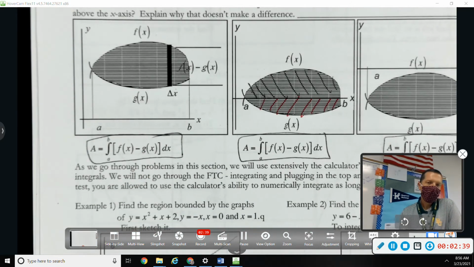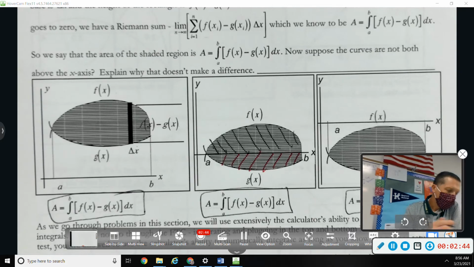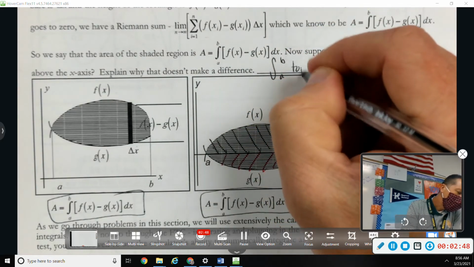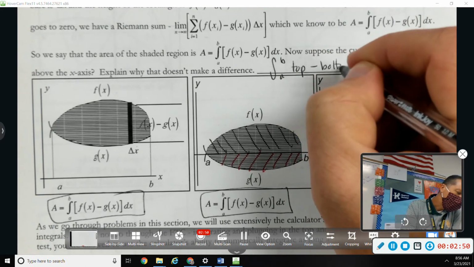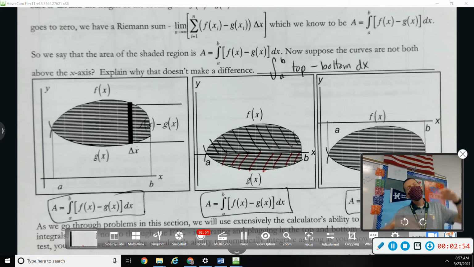In fact, here's one way to write it. The integral from A to B of top minus bottom, wherever they are, above, below. You do have to know which one is on top and which one's underneath, though. Otherwise, you're going to get things backwards.